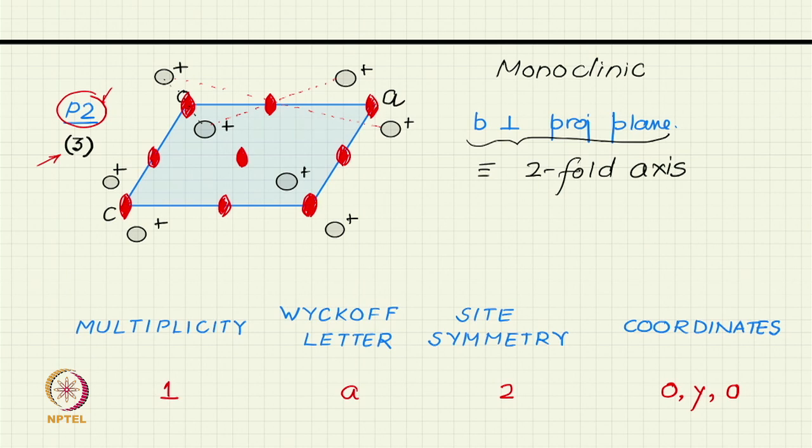If you look at the point with highest symmetry, remember Wyckoff letter A always gives you a point of highest symmetry. So, according to the International Tables, the point of highest symmetry in this is a point with site symmetry 2, that is, it is on a twofold axis and has coordinate 0 y 0. If you look at that, so 0 along A, y along B.